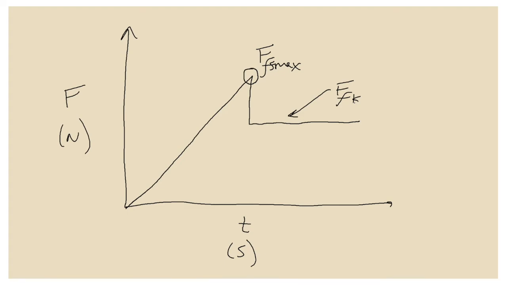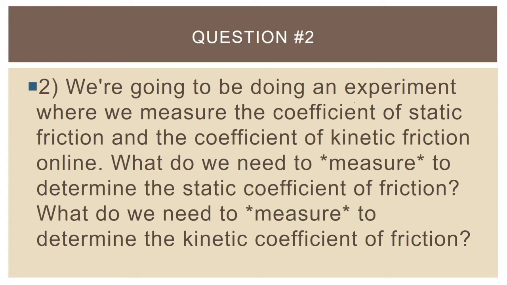Now, if you notice, what we said we were going to be doing was doing an experiment where we measure the coefficient of static friction and the coefficient of kinetic friction. And so the question here is, well, what do we actually need to measure to determine the static coefficient of friction? And what do we need to measure to determine the kinetic coefficient of friction? And as I mentioned multiple times now by this point in the year, the way that you figure out what to measure in an experiment is entirely dictated by the equations.